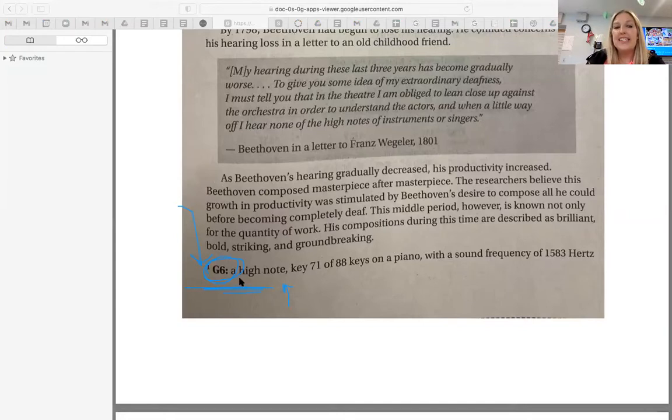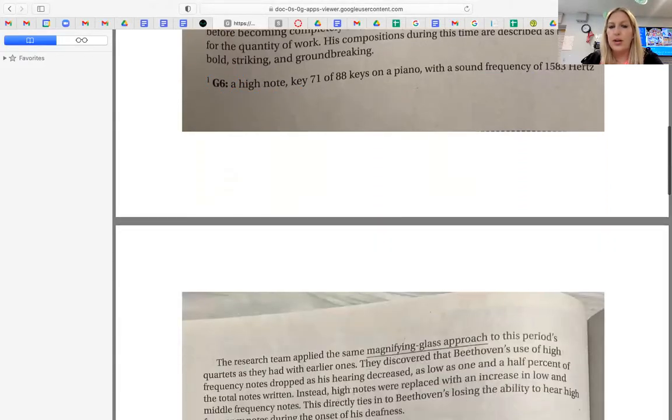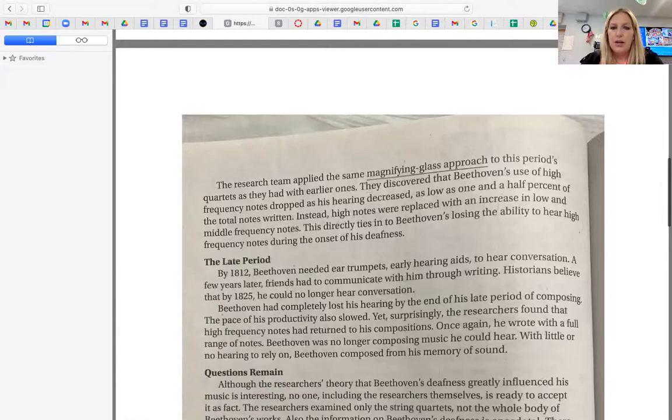So a G6 is a high note, key 71 of 88 keys on a piano with a sound frequency of 1,583 hertz. Okay, just for you to know. Let me clear this. And I am just going to continue to go to the next page, see if I want to point out anything to you. Okay.